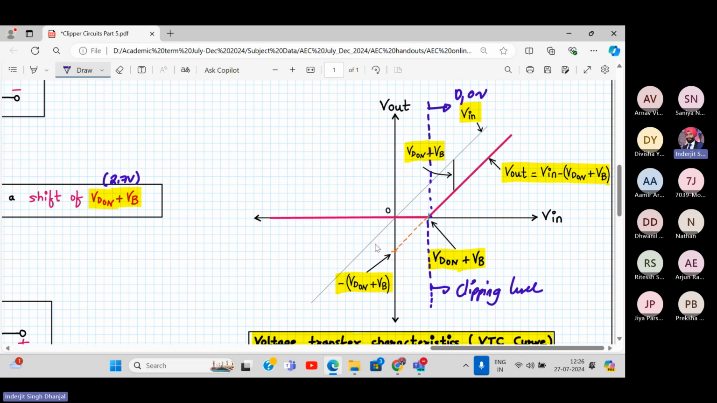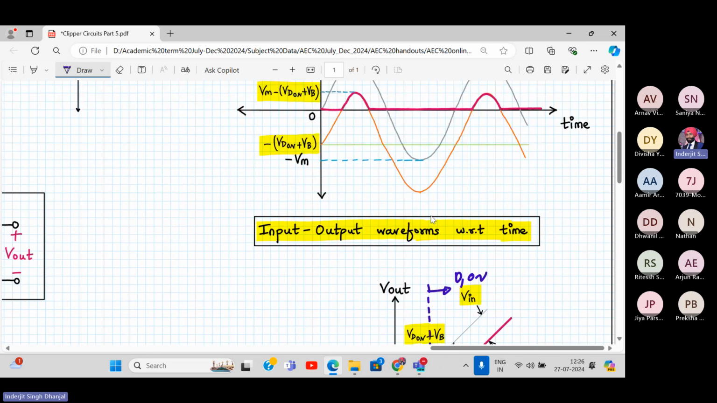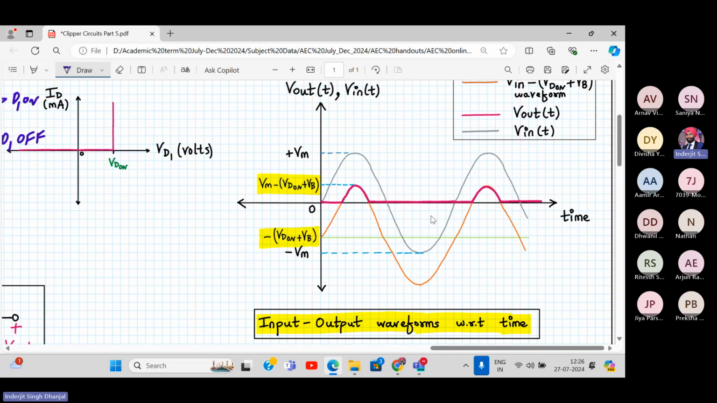And with respect to this line, whenever V in becomes less than it, my diode D1 is off and my output is 0, straight away 0. So this is my VTC curve. VTC curve is simple. Input output characteristic is slightly tricky. Can we move on now to input output characteristics?